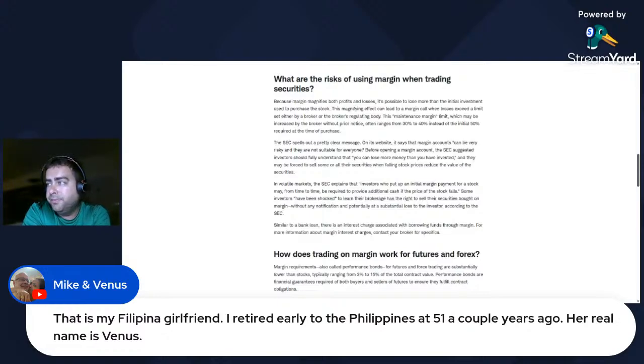You can do that too. And they may be forced to sell some or all of their securities when stock prices fall. Now, I've never actually had a security sold because I've always been able to come up with the money, but I just dabble in this. I haven't gone all out. Similar to a bank loan, there's an interest charge associated with borrowing funds through margin. For more information about margin interest rates, contact your broker.